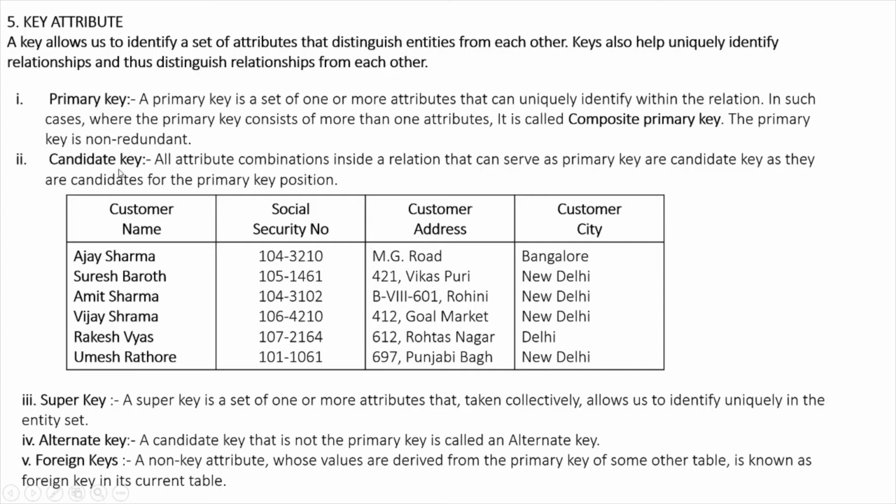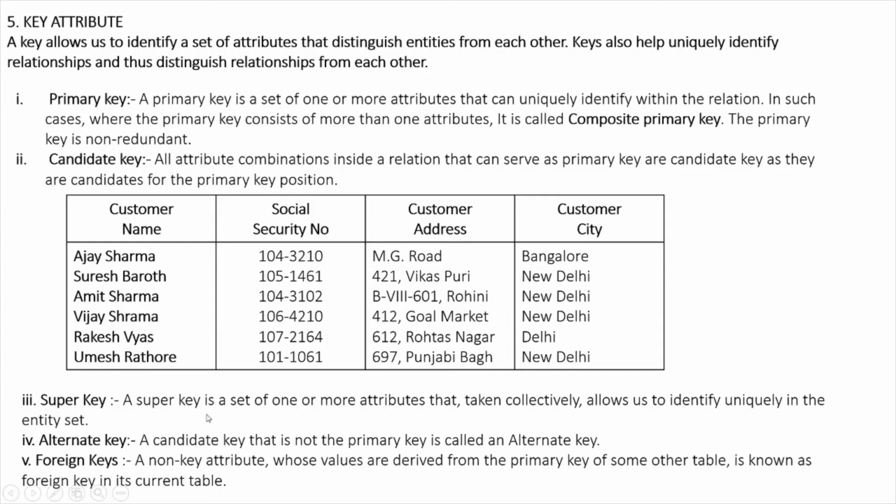Second, candidate key. All attribute combinations inside a relation that can serve as a primary key are candidate keys, as they are candidates for the primary key position. For example, customer name, social security number, customer address, and customer city. These four attributes form an entity customer and are organized as in this table. As you can see, we have to specify how entities within a given entity set and relationships within a given relationship set are defined.